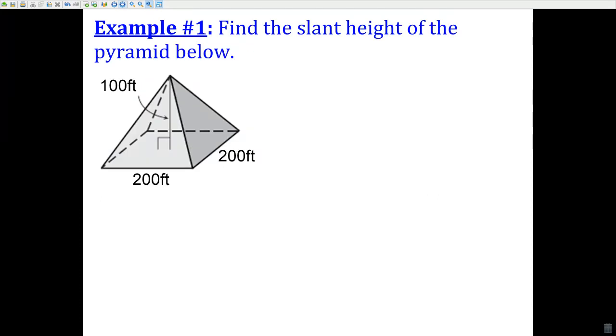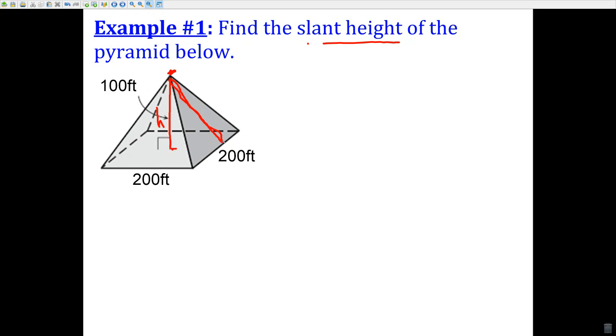So let's use some of those components to help us find the slant height of the pyramid below. Well, we know the slant height is not the middle here. This is the height, lowercase h. This over here, right? If you're at the vertex up here and you slid down, that's the slant height. You slide down the pyramid. You can't just drop through the top straight to the bottom. It's a slant. That's the slant height, L.